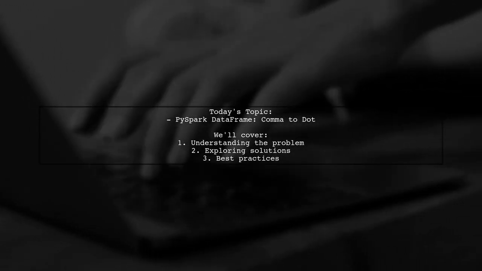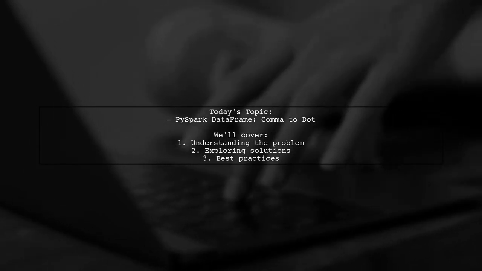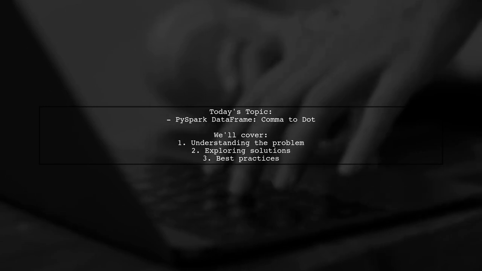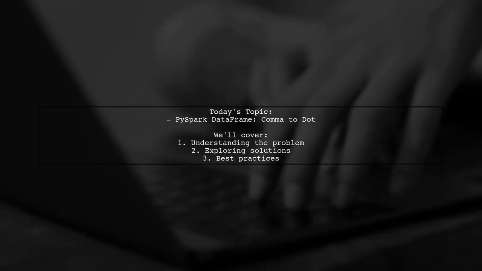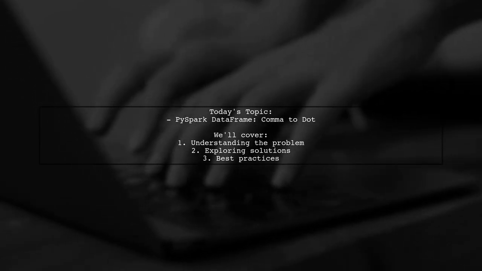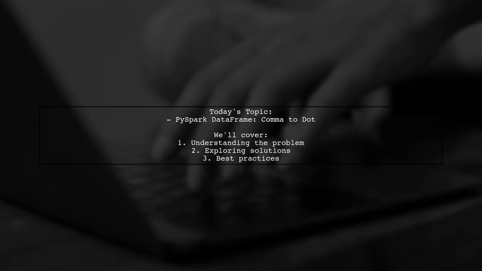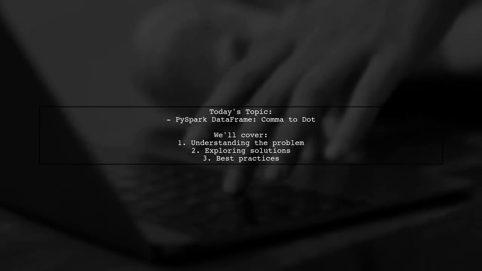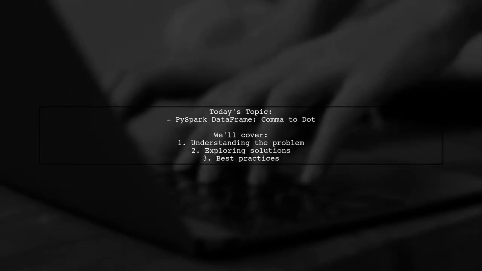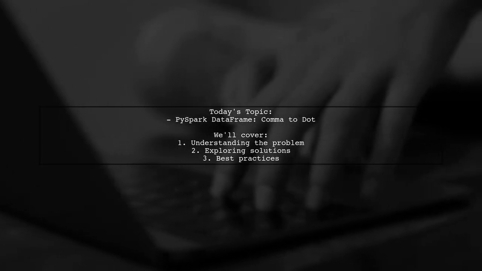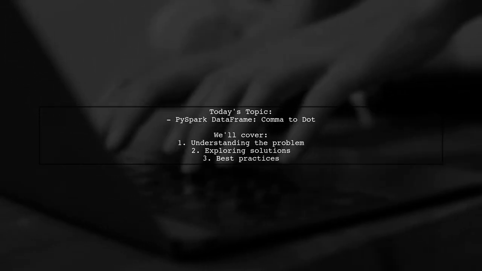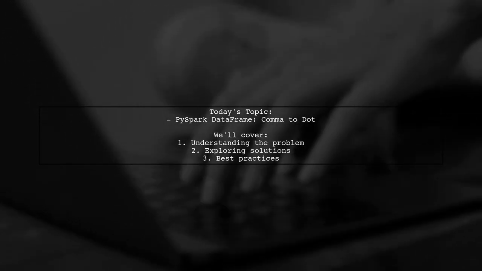Today we're tackling a common issue that many data engineers encounter. Our viewer has imported data with float numbers formatted using commas instead of dots. They want to know how to convert these commas into dots within a PySpark data frame. They tried using a user-defined function, but it didn't work as expected. So let's explore how to effectively handle this conversion in PySpark and whether there are better alternatives.